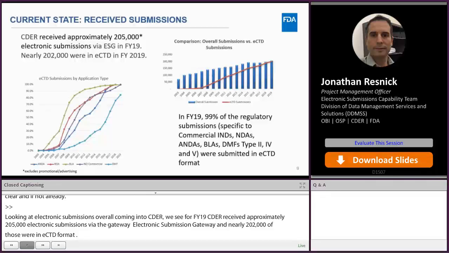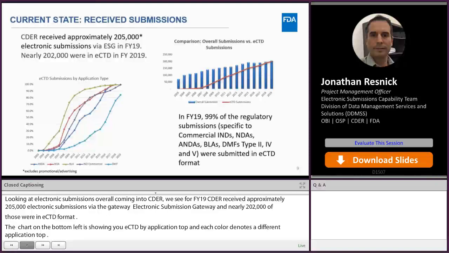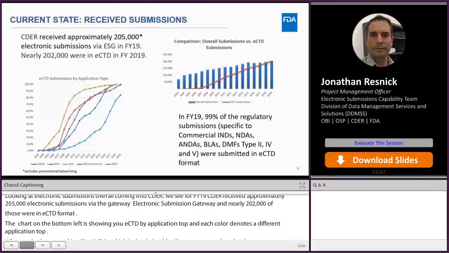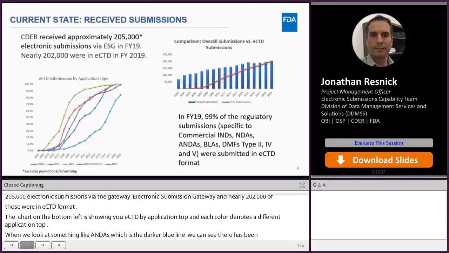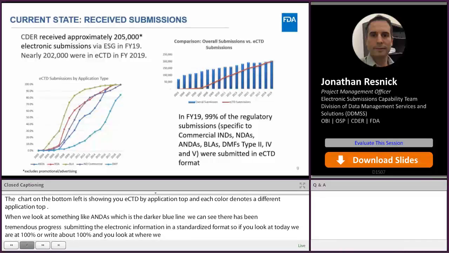Each color denotes a different application type. So when we look at something like ANDAs, which is that darker blue line, we can see there's been tremendous progress in submitting the electronic information in a standardized format. Today we're at right about 100%. Back around 2009, it was only about 30% of those ANDAs that were coming in eCTD. And here to close out fiscal year 2019, we're at about 100%, just remarkable.